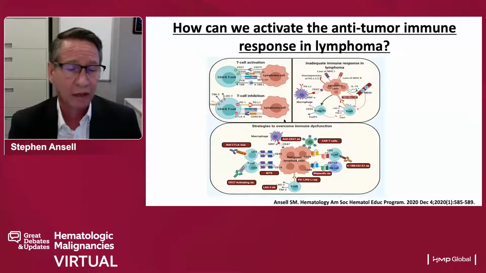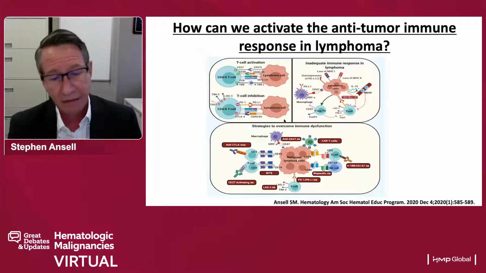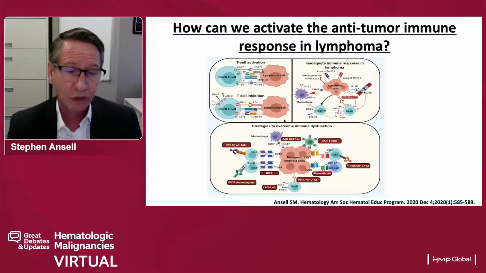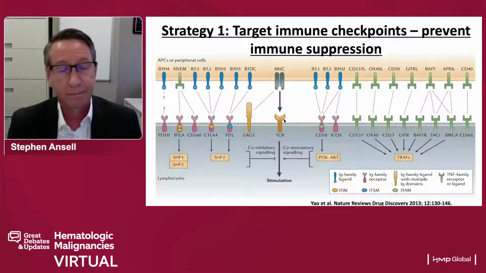Shown in the bottom panel is what we'll be talking about today, and that is that there are now multiple strategies in place to overcome this immune dysfunction, to prevent the inhibitory signals, promote T cell engagement with the target, and also have macrophages brought into the mix to actually target the malignancy.